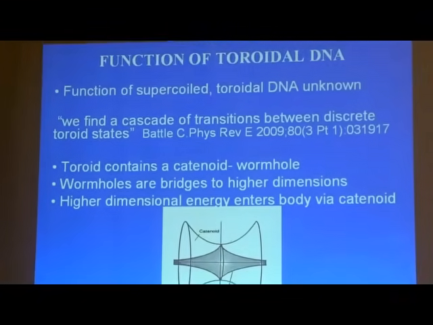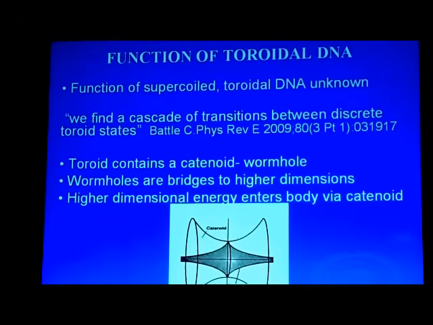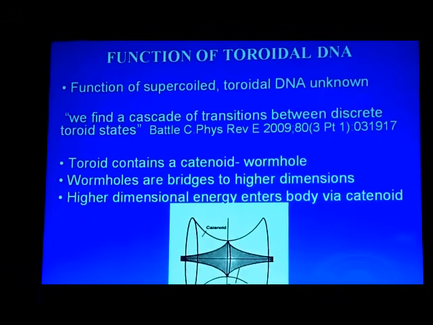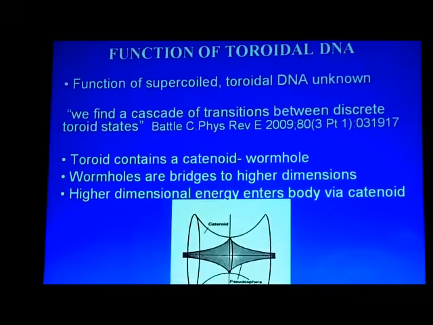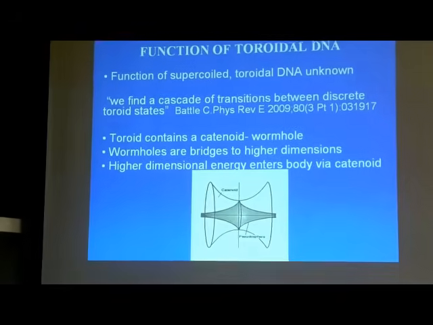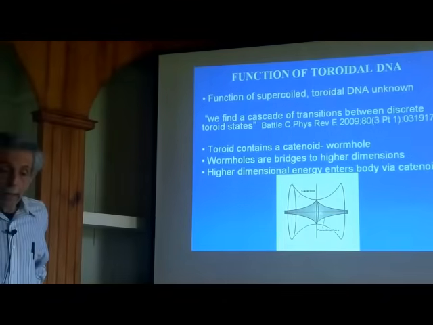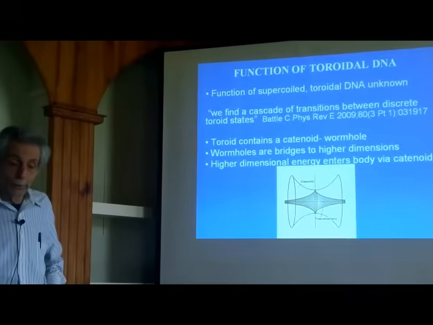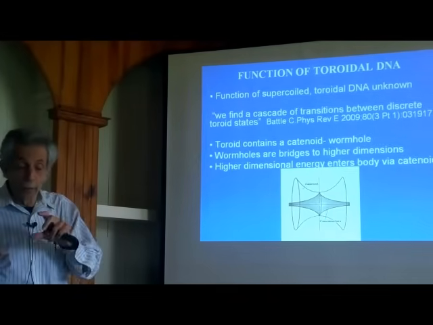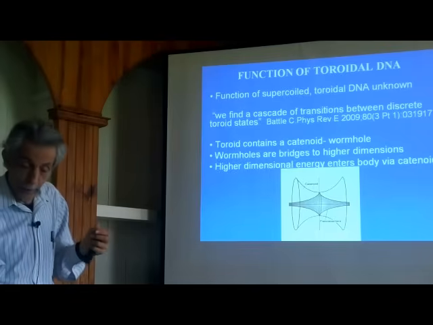Another word in the physics literature for a toroid is a wormhole. And in the center of a wormhole is a catenoid. And this is the structure of a catenoid. And a catenoid has some very interesting properties, again, from the physics literature. And in this particular article, they're talking about transitions between different states of the toroid. So it's not a fixed shape; it's changing all the time.